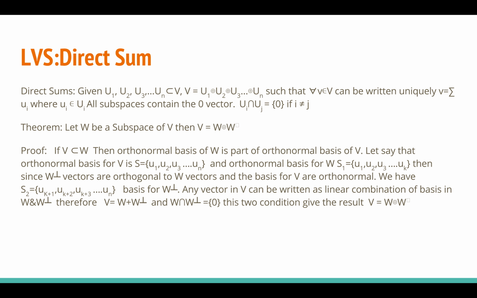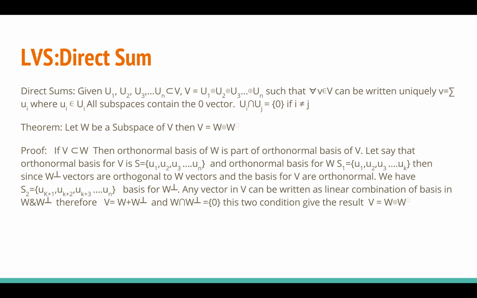We have a proof here as well. If we have W inside of V, then the orthonormal basis of W is part of the orthonormal basis of V. So let's say that the orthonormal basis for W is some S basis, and the orthonormal basis for V is some S1 basis. Then since the W perpendicular vectors are orthogonal to W vectors, and the bases of V are orthonormal, we have a subspace. Basis for W perpendicular, and any vector in V can be written as the linear combination of basis W and W perpendicular.